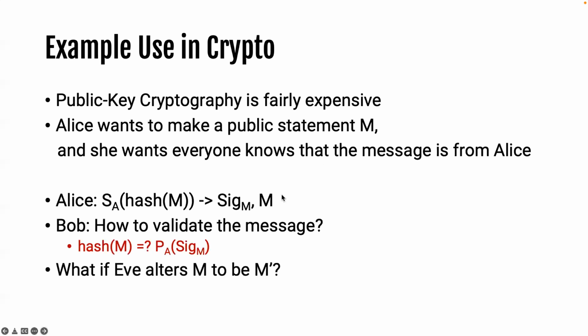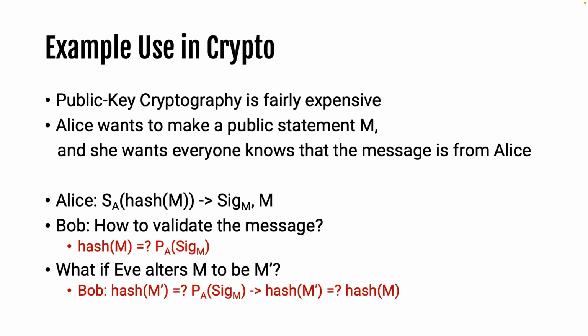Cool. Okay. And then the next question is, what if someone like Steve changes this message from M to M prime? As Bob, how can you tell that this message has been changed? So similarly, what you could do is, if you already have this M prime, which is changed by an attacker, you calculate the hash function, and then you compare that with the hash that you decrypt from Alice's encrypted message, right? And then you can compare that, and you will be able to know whether or not this message has been changed.